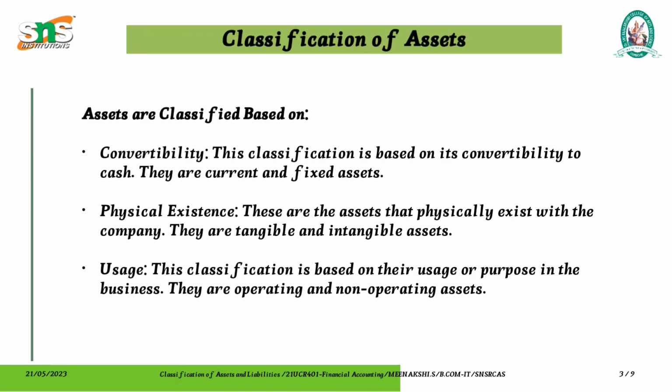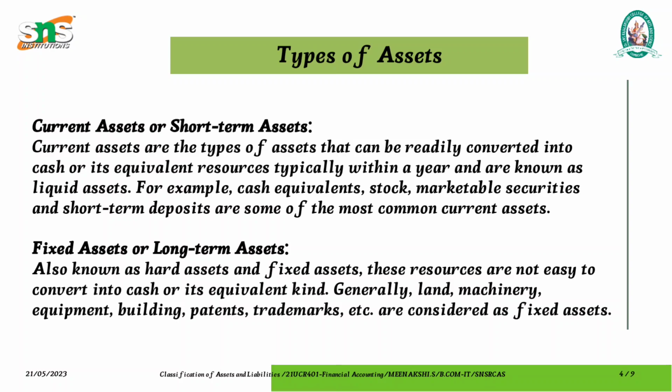Classification of assets. Assets can be classified on the basis of convertibility, physical existence, and usage. Types of assets. Assets can be classified into 6 different categories. First one is current asset, which is also known as short-term assets, which means it can be readily converted into cash or its equivalent resources typically within a year, are known as liquid assets or short-term assets or current assets.